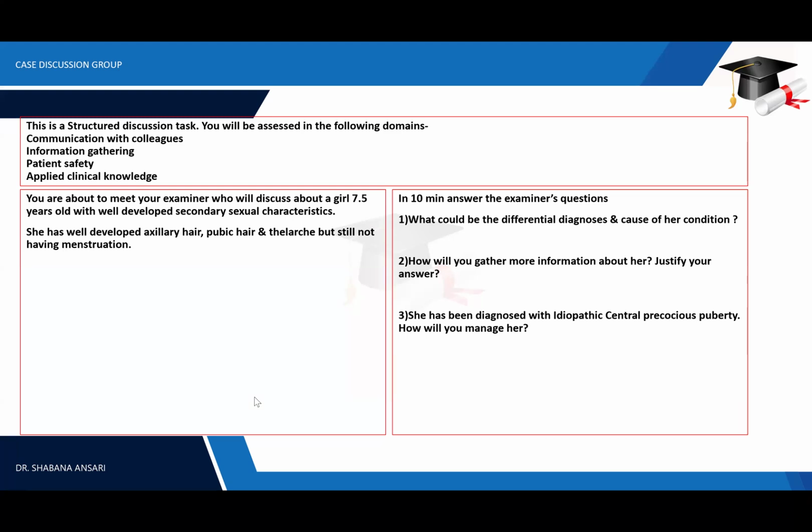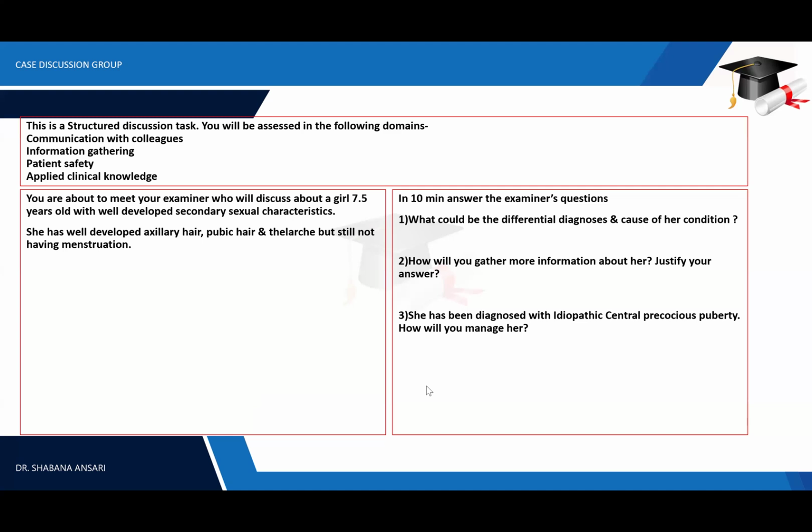Apart from that, counseling is also very important. We would have to counsel both the mother and the child regarding the impact it can have on psychosocial behavior, mental status, and also the chance of abuse. We would also counsel them that because GnRH analogs are used, there can be an initial flare-up of symptoms, and later all the symptoms would regress. Emotional support would also have to be taken care of.